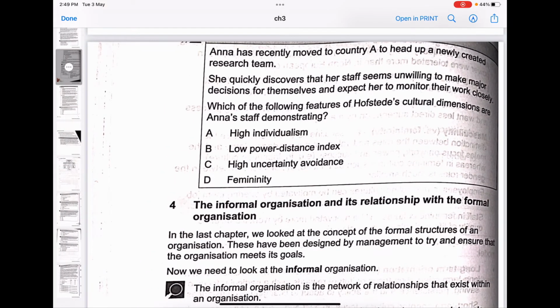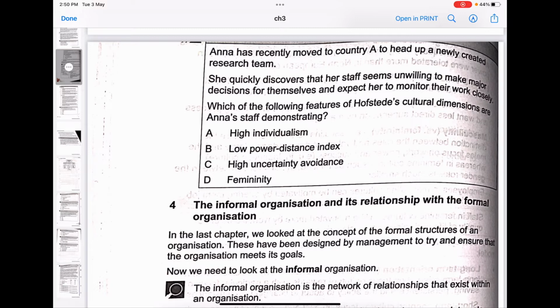Anna has recently moved to country A to head up a newly created research team. She quickly discovers that her staff seem unwilling to make major decisions for themselves and expect her to monitor their work closely. Which of the following features of Hofstede's cultural dimensions are Anna's staff demonstrating? The workers are demonstrating a dislike of uncertainty.